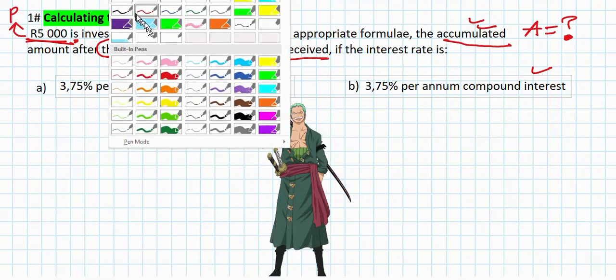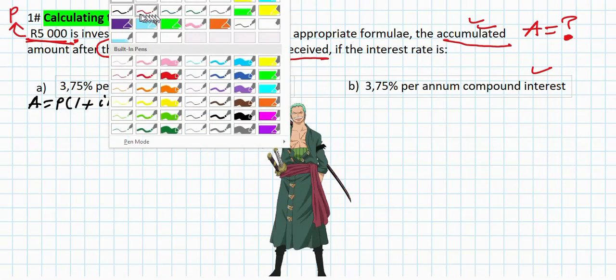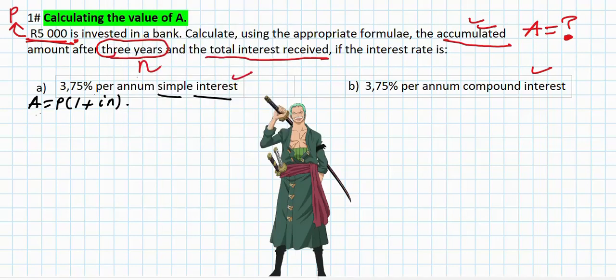Let me choose a pen right there. I hope it will be visible. So here we're working with what? Simple interest. So which means I use the formula A is equal to P(1 plus i times n). Simple as that. Let me choose a slimmer pen. Let's hope this works. And then so A, okay, perfect, is equal to, what is my principal amount?